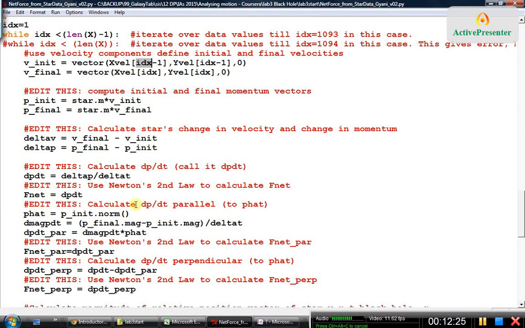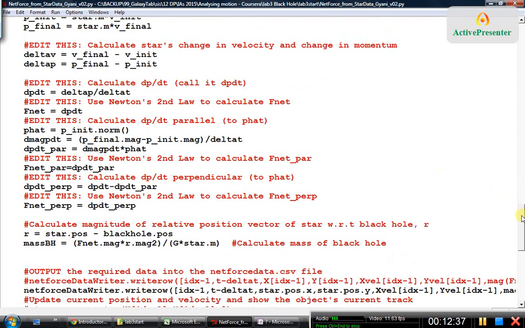So my unit vector along the momentum direction, that is p hat, is obtained using this norm function from the initial momentum vector. So p underscore init dot norm, and the derivative of the magnitude of momentum is obtained by dividing the change in magnitude of momentum by the delta t, the time interval. So I used p underscore final dot mag, so this will give the magnitude of p underscore final. And so the parallel component is this derivative of the magnitude of momentum multiplied by the unit vector of momentum. So that's what I have done here.